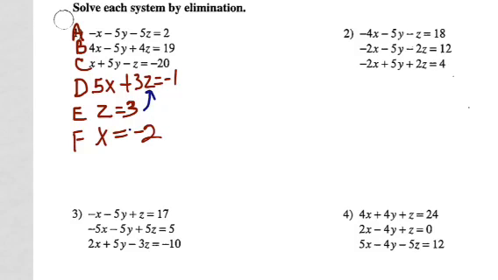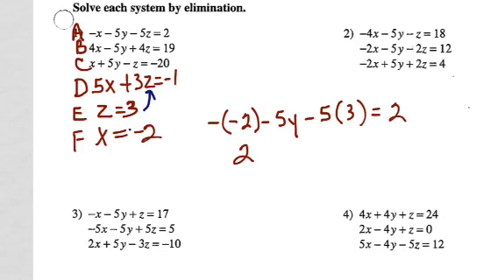We'll take equation A and we'll say negative, minus 2, or negative 2. It's a minus x, so the value of x is -2. We keep the negative sign that's at the beginning. Minus 5y minus 5 times the value of z, which we know is 3, equals 2. So negative times a negative is a positive, so that we have 2 minus 5y. Negative 5 times 3 is -15. That's equal to 2.